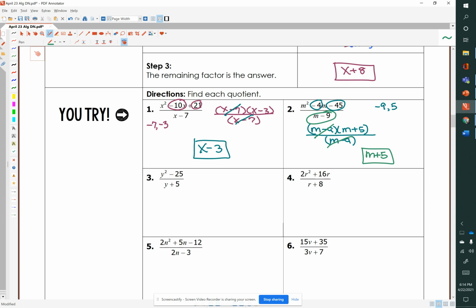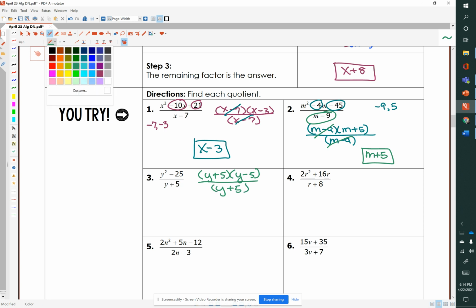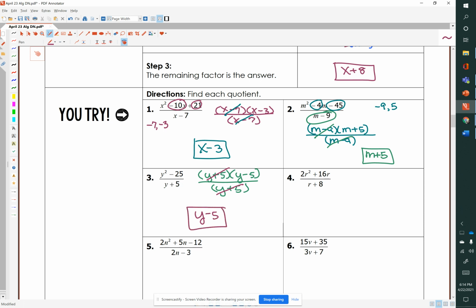So let's look at number 3. It is a little bit different. We have y squared minus 25, a difference of squares. So that would be y plus 5, y minus 5, divided by y plus 5. And can we cancel? Yes, we can, which leaves us with y minus 5 as our solution.